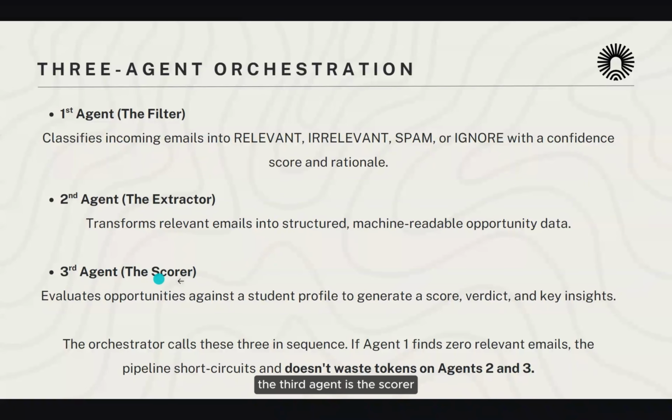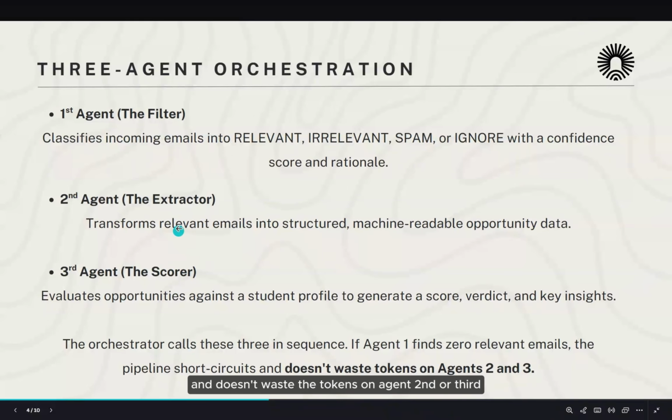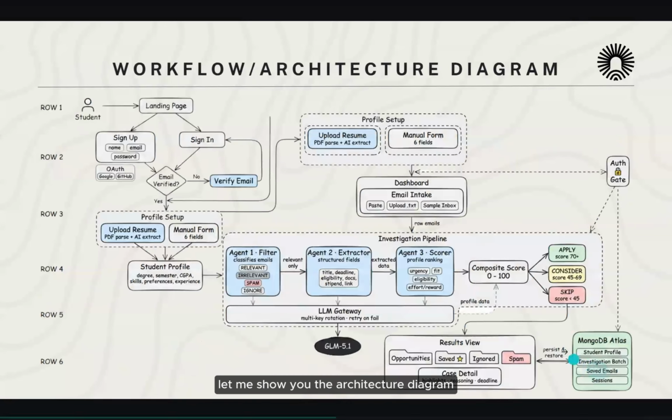The third agent is the scorer. This is where personalization happens. It takes the extracted opportunities and your student profile, your degree, semester, CGPA, etc., and evaluates each opportunity across four assessment vectors. The orchestration calls these three agents in sequence. If agent 1 finds zero relevant emails, the pipeline cuts off at that point and doesn't waste tokens on the second or third agent. Let me show you the architecture diagram.